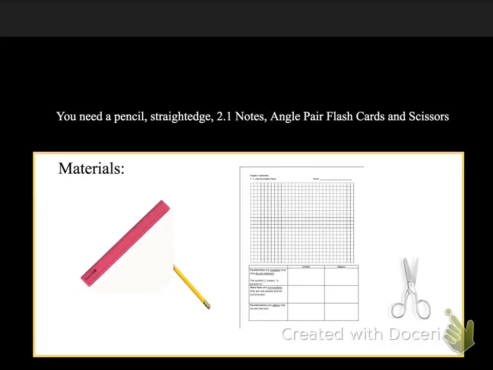Okay, in 2.1, we're going to be drawing a 3D box and talking about different lines in it. So you might want a ruler and a pencil to be able to do this. For my first box, let's do a 9 by 9. So I'm going to do 1, 2, 3, 4, 5, 6, 7, 8, 9, and then I'm going to go up 9. 1, 2, 3, 4, 5, 6, 7, 8, 9.